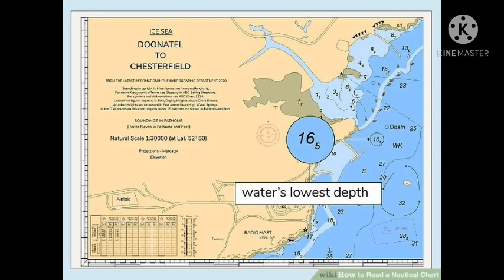If you see a negative number, that means the water depth in the area is typically less than what is listed on the chart.